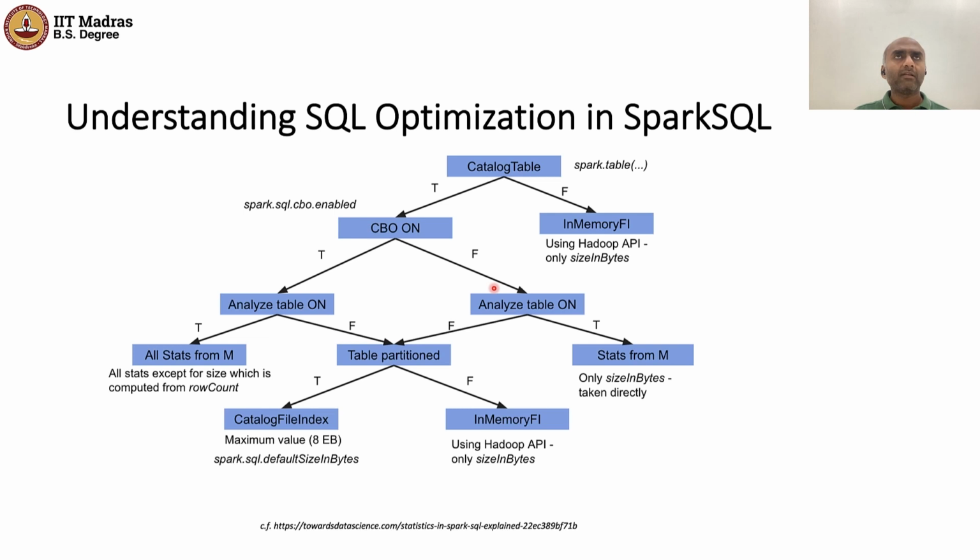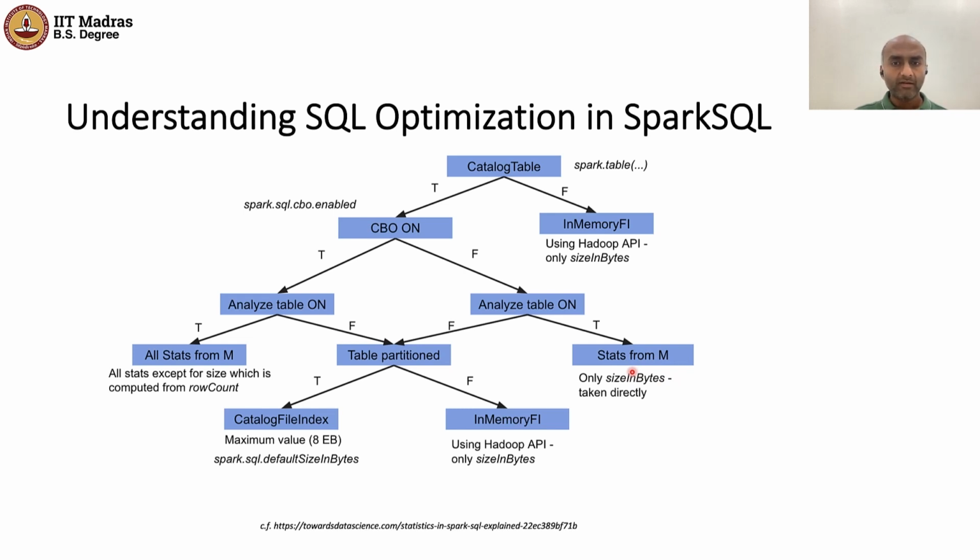If the analyze table command has been executed, then the stats are obtained from it. If the cost-based optimizer is enabled, then the table analysis that happened successfully would have resulted in pretty detailed stats about the table, which include the row count, the size in bytes, and the respective column profiles, based on the columns on which you have done the analysis. All of that will get picked up. If the cost-based optimizer is not enabled and the analyze table is done, then only the size in bytes is picked up directly from the analysis.